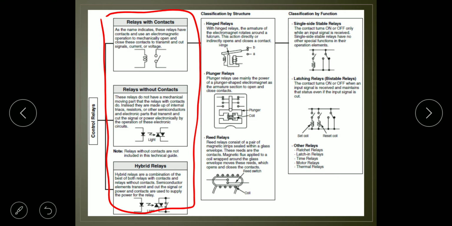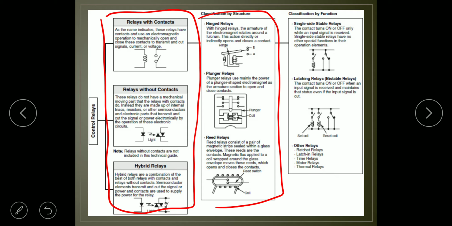After that, the relays without contacts are not included in this technical guide. So hybrid relays means what? They are a combination of both relays with contacts and relays without contacts. Semiconductor elements transmit and cut the signals or power, and contacts are used to supply the power for the relays.